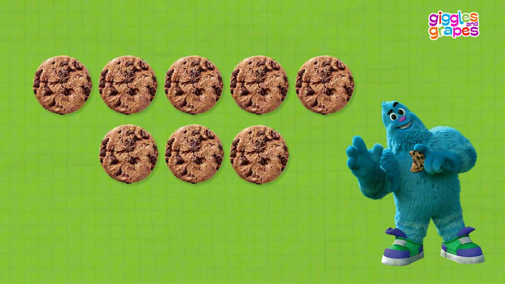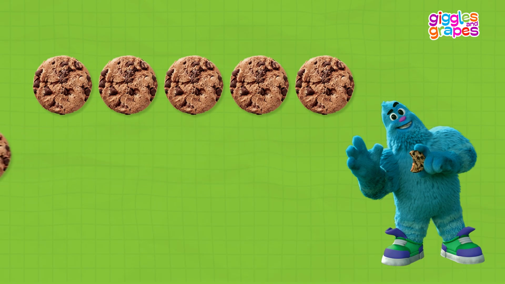If Cookie Moan starts with 8 cookies, but shares 3 with his friends, how many does he have now? 1, 2, 3, 4, 5. 5 cookies. 8 minus 3 equals 5.